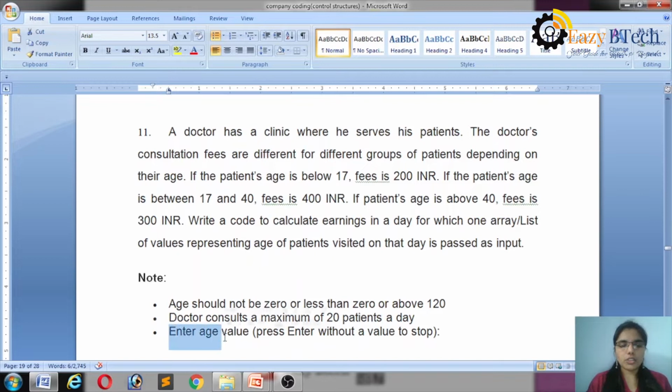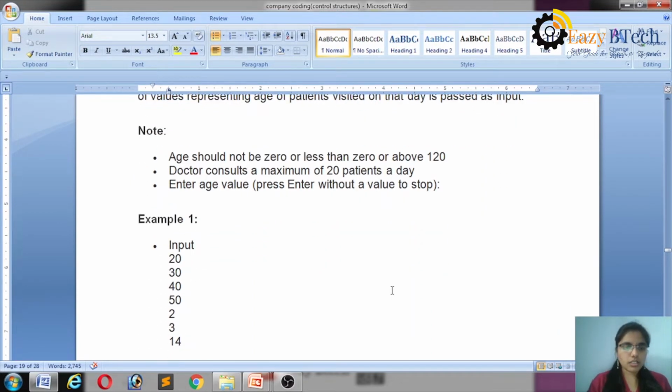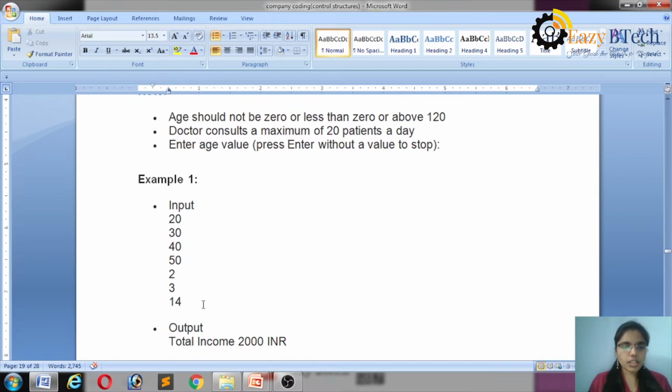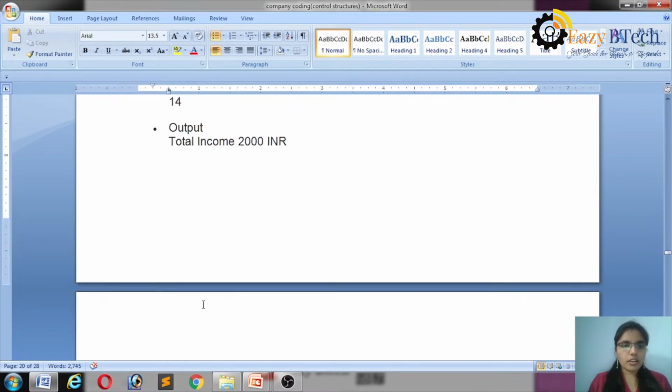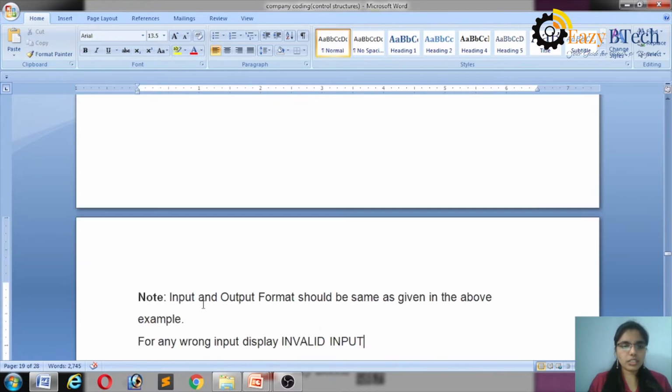Enter age value. Press enter without a value to stop. So here these are the ages: 20, 30, 40, 50, 2, 3, 4. It is an input format. Next, output is income, total income per day. Okay. Let's write a code for this.